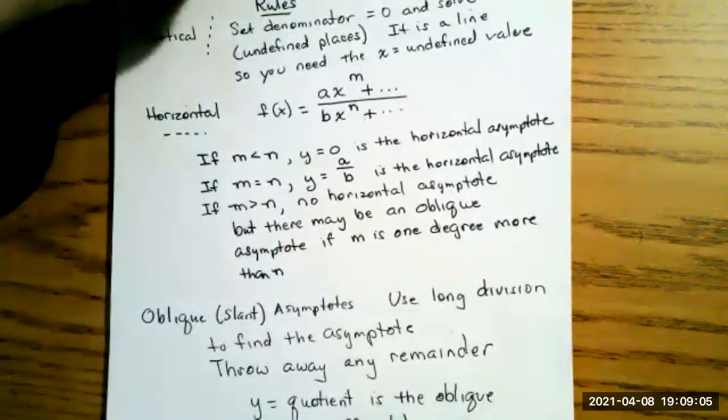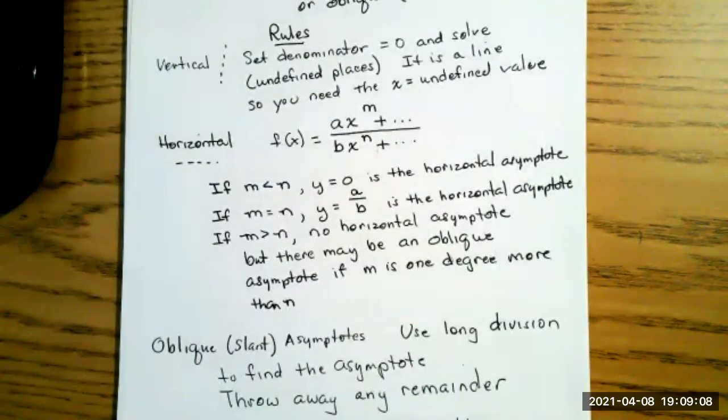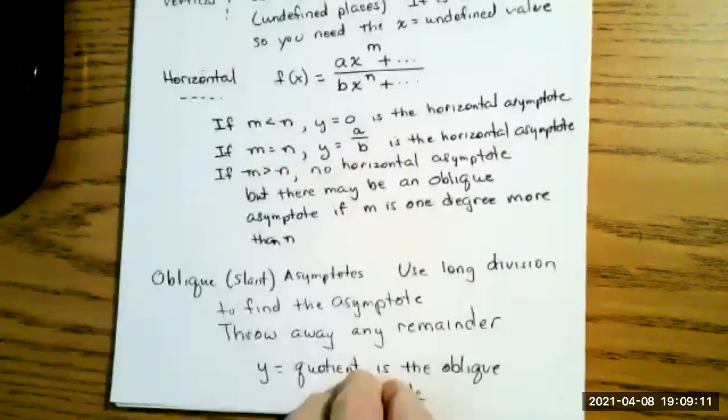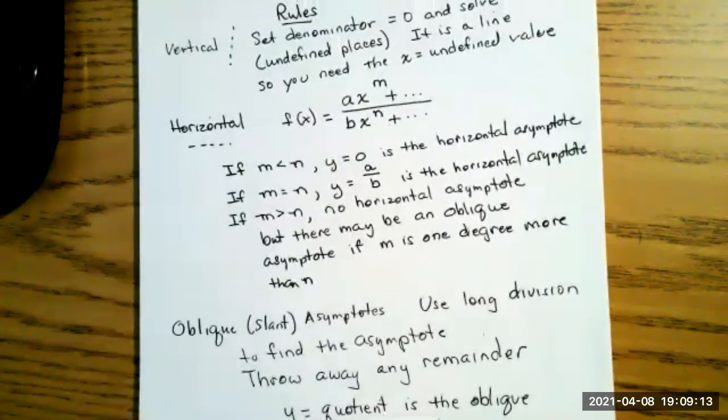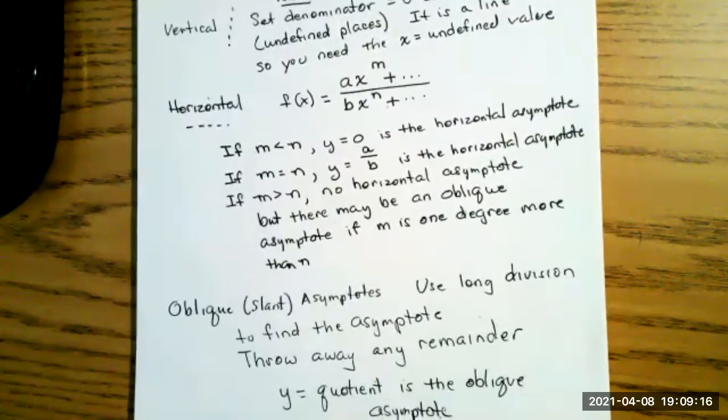Okay, so we have 3 kinds of asymptotes. Vertical, that's where you set the denominator equal to 0 and solve. There's the horizontal. That's where you have to compare the exponents. If the top one's smaller than the bottom one, it's y equals 0. If the top one's equal to the bottom one, you do y equals the coefficients over each other. And if the top one's bigger than the bottom one, there's not one. But there might be an oblique one if the difference between them is 1. And so then you'll have to use long division.